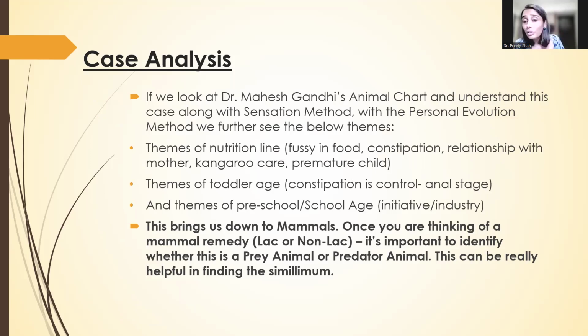Then the relationship with the mother, and the kangaroo care, and the premature child, and how the mother dealt with the pregnancy and when the child was so young. So you see all these nutrition themes. It was all about food and nutrition and love. And then you also see this theme of toddler age, the anal stage of development.